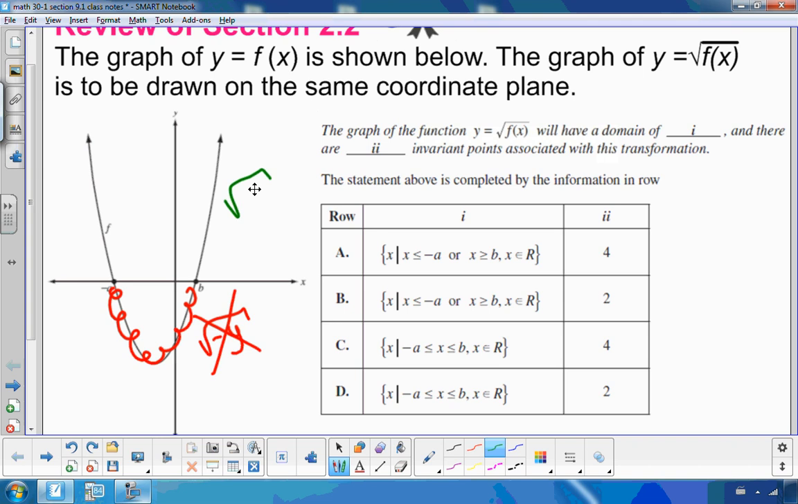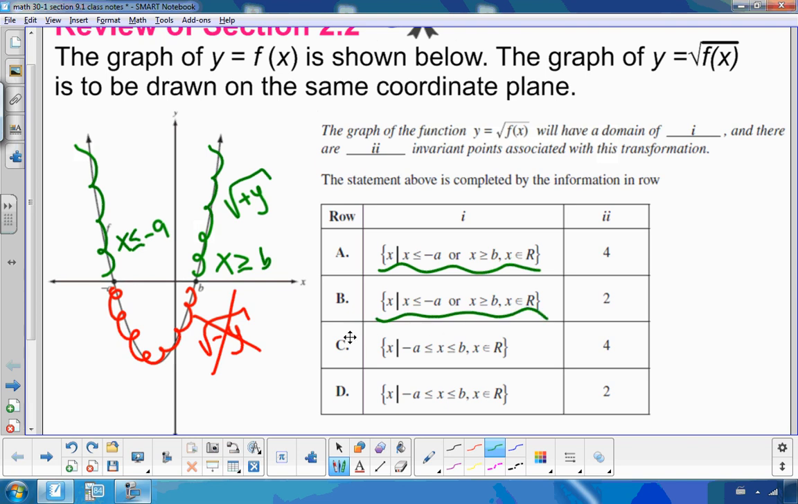I can, however, take the square root of a positive y value. So the root function will exist here and here. So specifically, anytime x is greater than or equal to b, or on the other side, less than or equal to negative a, that will be the domain of the square root of f of x. So looking at my options, that looks like a and b. So we can knock off c and d as possibilities.